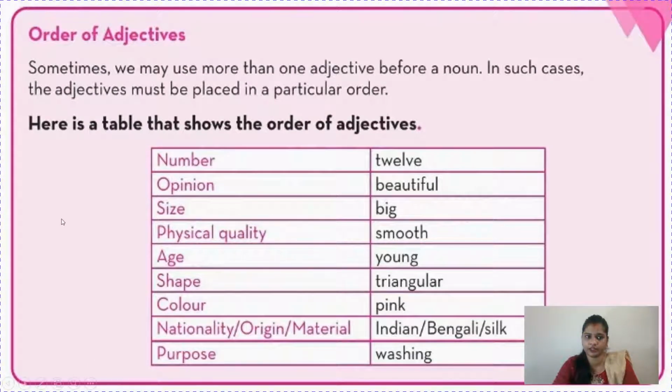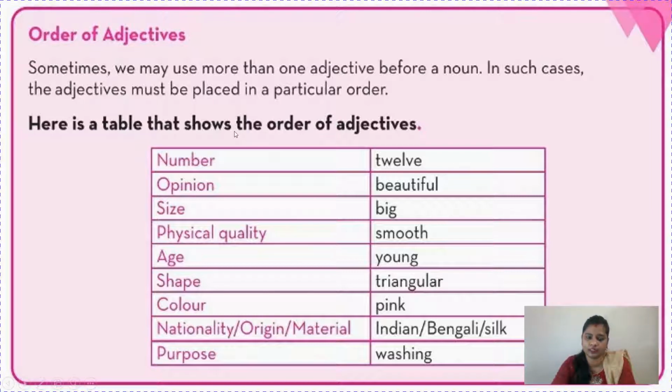Now, order of adjectives. Sometimes we may use more than one adjective before a noun. In such cases, the adjectives must be placed in a particular order. Suppose children, you have to describe your mother. So you can write so many adjectives. She is beautiful, tall, working, Indian, many things. Okay, but there are some rules. We cannot write like this only: she is tall, beautiful, Indian woman. We have to arrange them in a particular order.